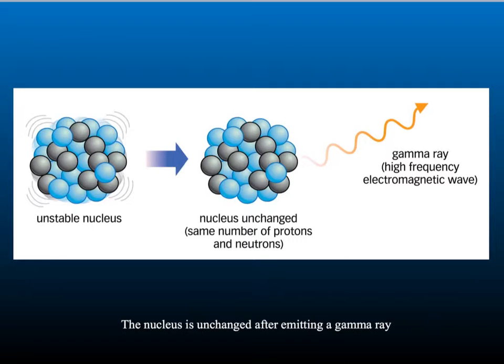With gamma decay, the nucleus emits a high-frequency electromagnetic wave. This gamma ray has no mass and no charge, so it has no effect on the mass number or the atomic number of the nucleus. The element stays the same. Gamma decay is often associated with the other 2 types of decay, alpha and beta.